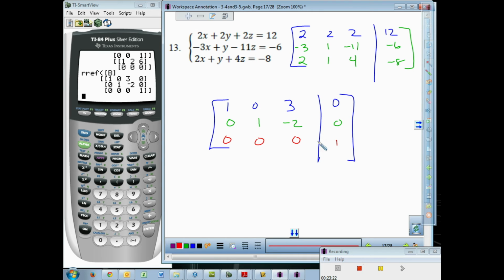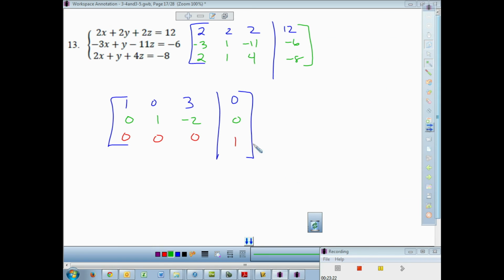So we're good with this. Do we get ones going diagonally? Yes or no? Nope. So we look here. Do we have infinite solutions or no solutions? Please put 0 equals 1, cross it out, and say no solution. Parallel lines, inconsistent.